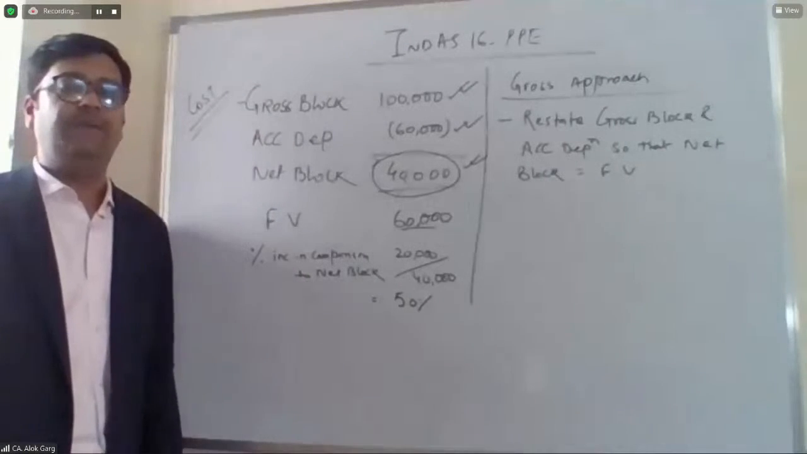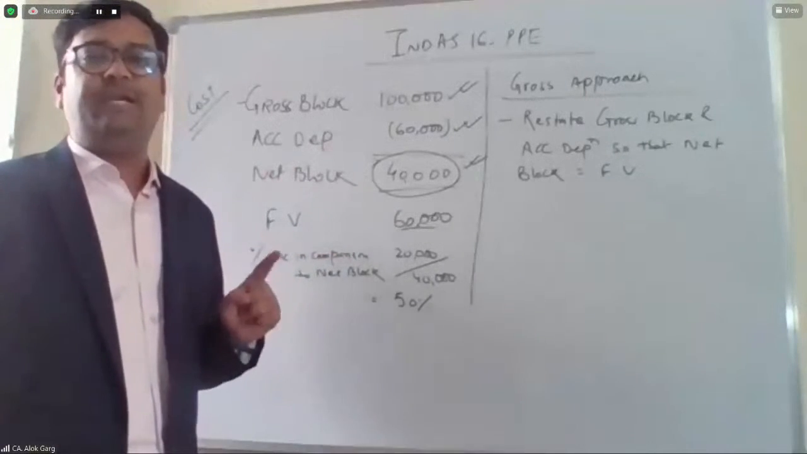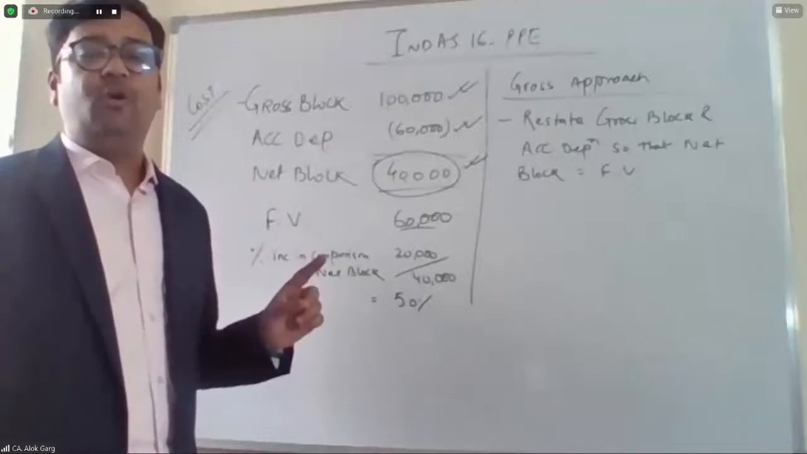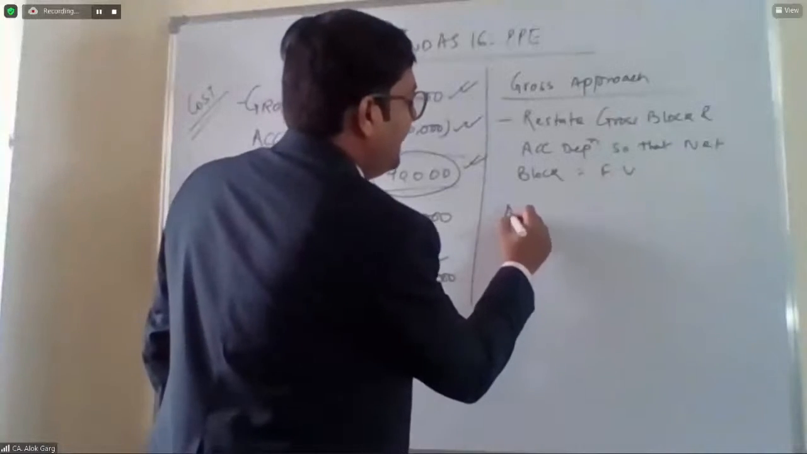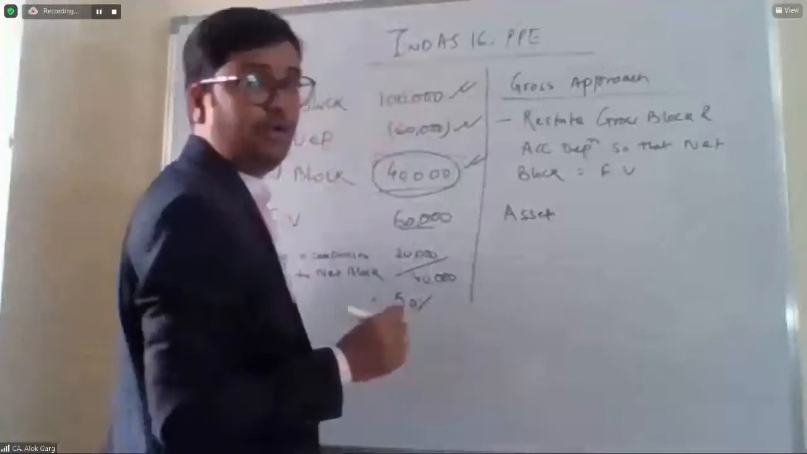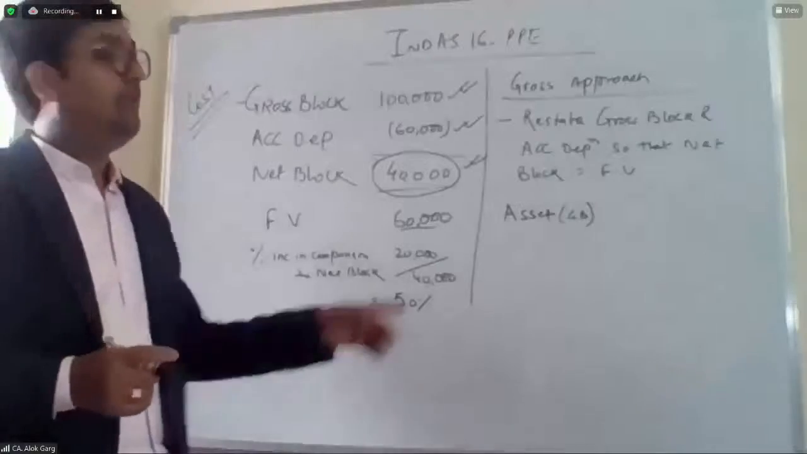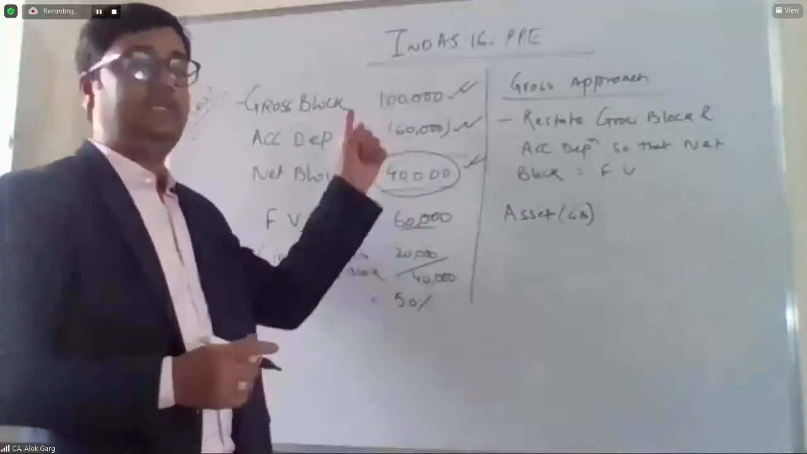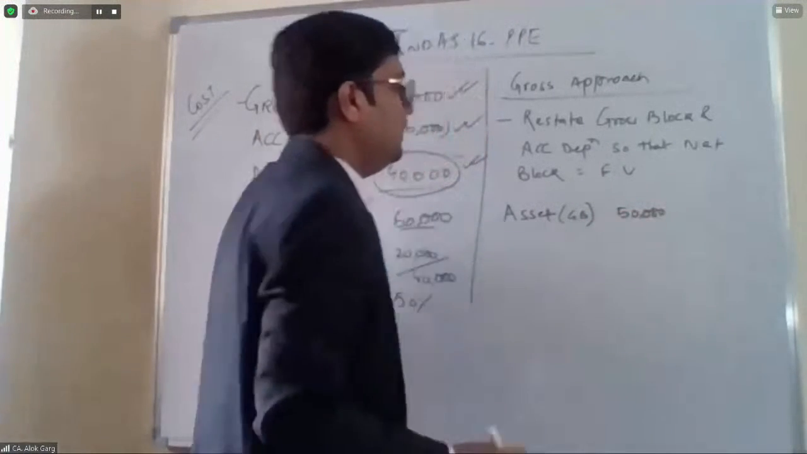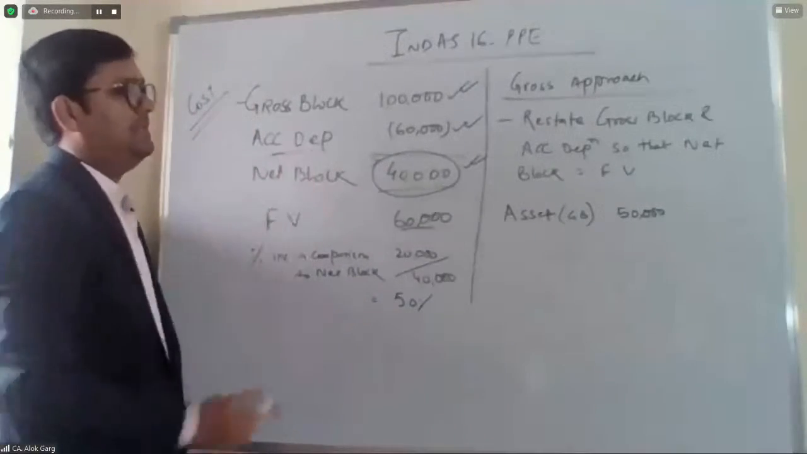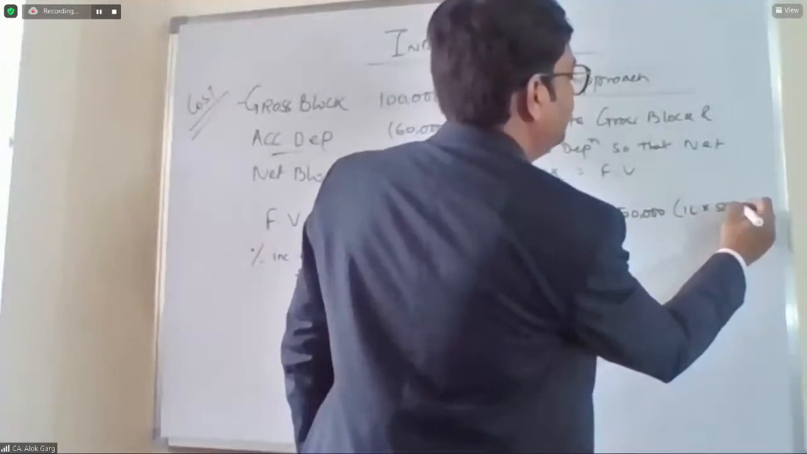Okay. So the standard says that going by the gross approach, you need to restate your gross block and accumulated depreciation so that net block is equal to fair value. So in this case, we need to debit the asset, I mean to say the gross block of the asset. Debit the asset by how much? By 50% of the original cost, which is 50,000. And we need to credit the accumulated depreciation. How has this 50,000 come? It is 1 lakh multiplied by 50%.